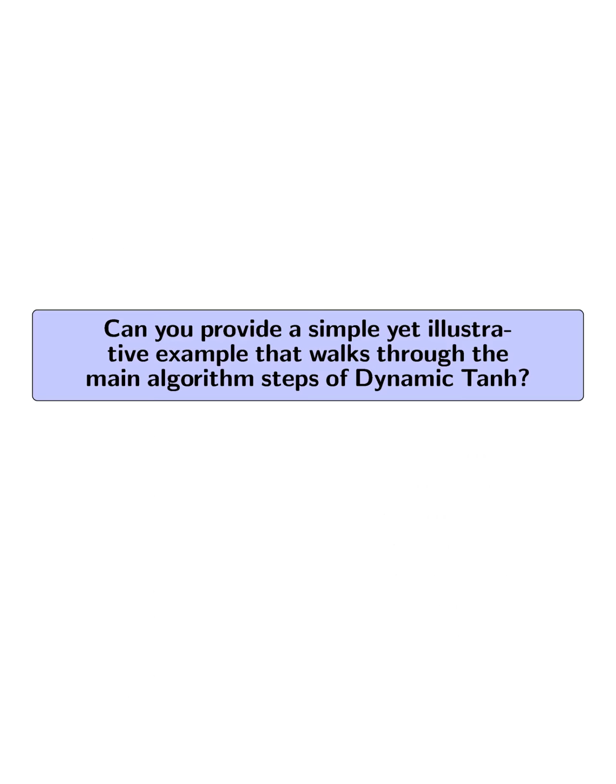Can you provide a simple yet illustrative example that walks through the main algorithm steps of dynamic tanh?